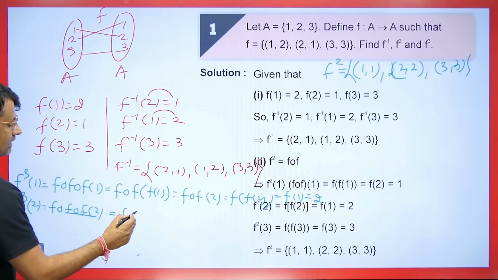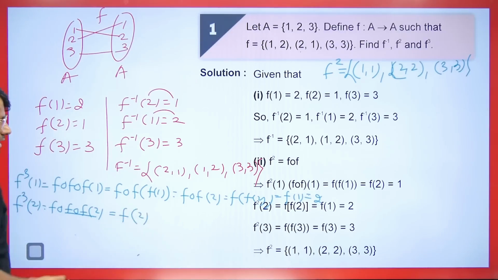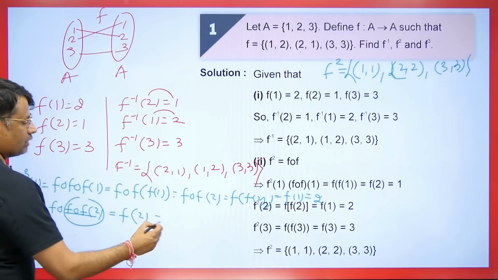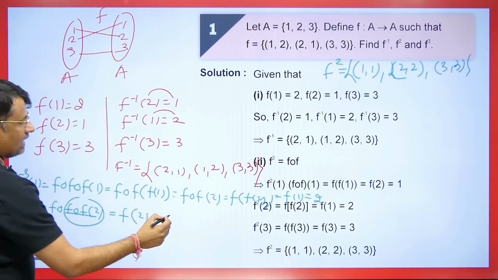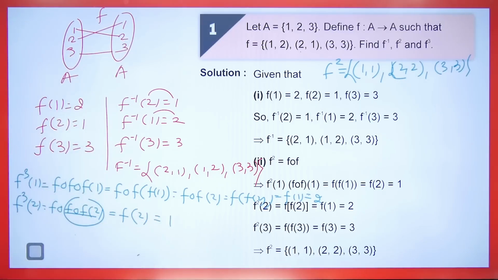So if we write f square 2 here, then we will get the value as 2, because its value is 2, I just explained it. For this f2, the 2 here maps to 1. So this is the value that we will get here.